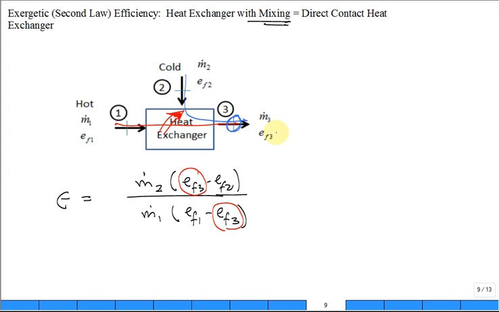Well, put them in order. EF1 is going to be greater than EF3, which is greater than EF2. This is sort of the hot. This is the cold. And guess what the middle one is? The warm. Make sense? Yep.